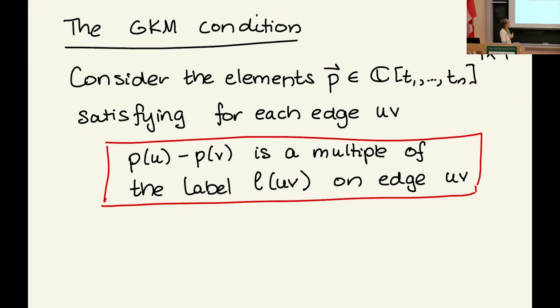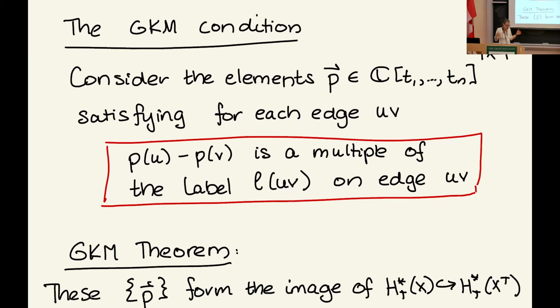All right, and so here's what I will be calling the GKM condition. We are going to think about the elements, so tuples of polynomials, one for each of these fixed points or vertices, and then we're going to look over each of the edges and require that the difference between polynomials on either side of the edge is a multiple of the label on that edge. So the GKM theorem says these collections of polynomials form the image of this map.